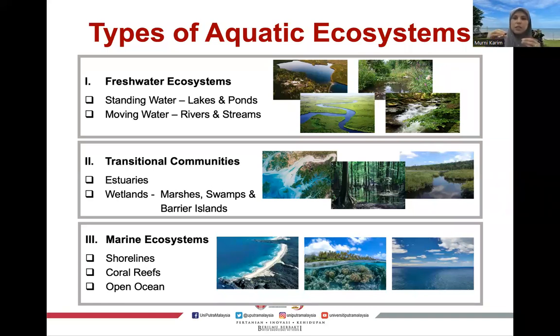Okay, transitional meaning that it transitions, maybe from a stream that wants to transition into the sea. So they call it transitional communities. So usually these are like swamps, marshes, barrier lands, islands. So they call it the transitional communities. And then the biggest one is the marine ecosystem.